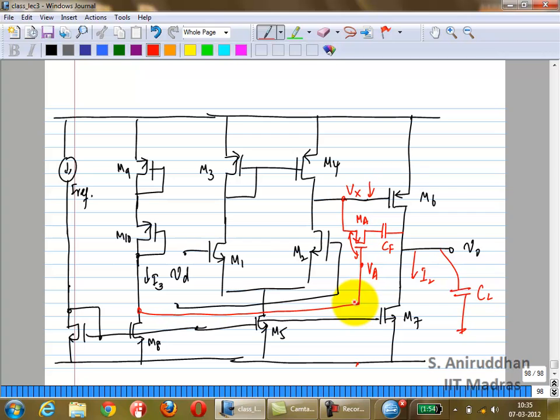Why do I want to do that? VA is actually 2 diode drops through M6 and MA. I'm going to try to generate that using 2 diodes which are in the saturation region. If you make sure that, for example, M9 and M6 have the same VSG, then the VSG of M10 will be equal to the VSG of MA. Everybody sees that?